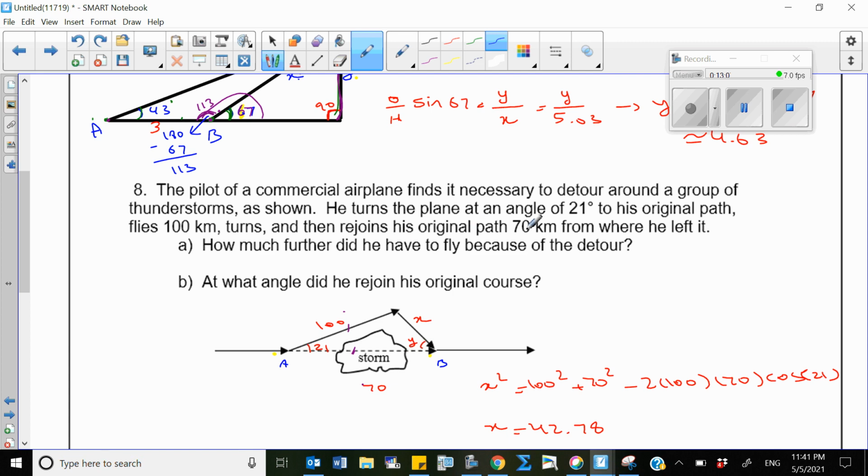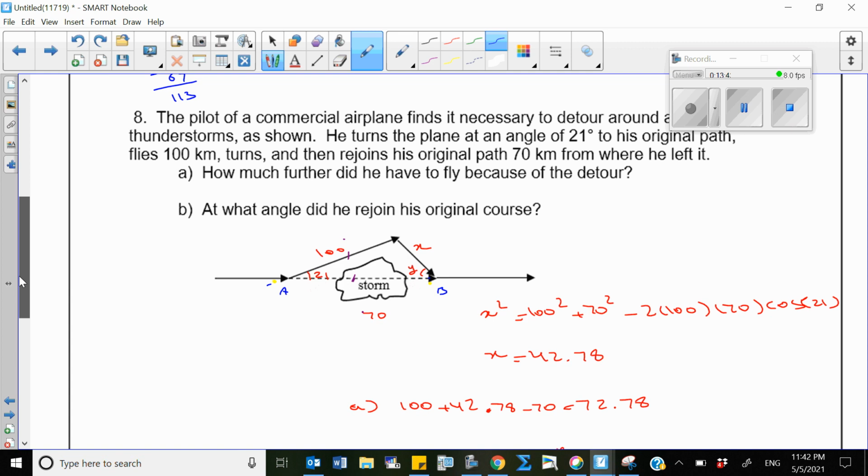So he turns the plane at an angle of 21 degrees. So first of all, makes an angle of 21 degrees to its original path and flies 100 kilometers. So goes 100 this way, and then rejoins its original path, which was 70 kilometers from where he left. So this point was 70 kilometers from where he left. This line was 70. How much further did he have to fly because of the detour?